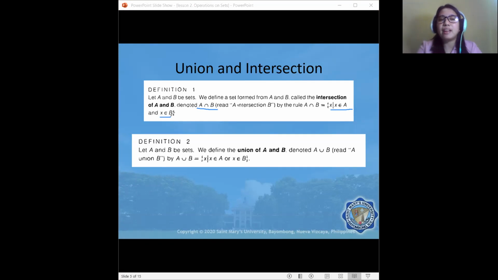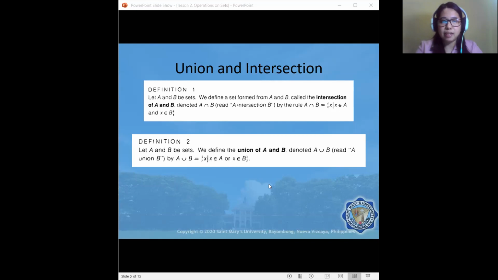While for definition number 2, we have: let A and B be sets. We define the union of A and B, denoted by this symbol. It is read as A union B, and this is equal to the set of X where X is an element of A or X is an element of B. Okay, so let us move to our next slide.